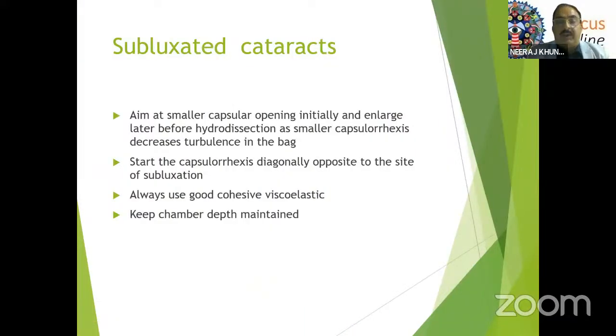Now coming to subluxated cataracts. The key to success here is first aim at a smaller capsular opening initially and enlarge later before hydrodissection. As a small capsulorhexis decreases turbulence in the bag, start the capsulorhexis diagonally opposite to the site of subluxation. This is very important. And always use a good cohesive viscoelastic and keep chamber depth maintained.